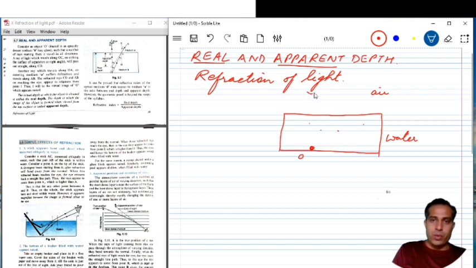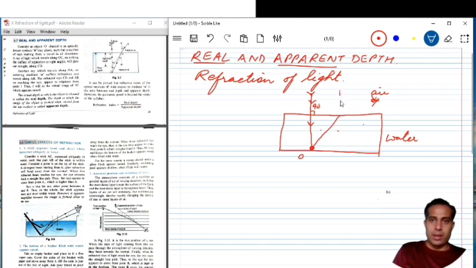If you view it from the top, that is at an angle of 90 degrees, then you will see the ray of light will pass straight. The ray of light is falling at 90, so it will pass straight and return back along the same path. And if we are viewing it from a certain angle, from this side, then the ray of light will go like this.